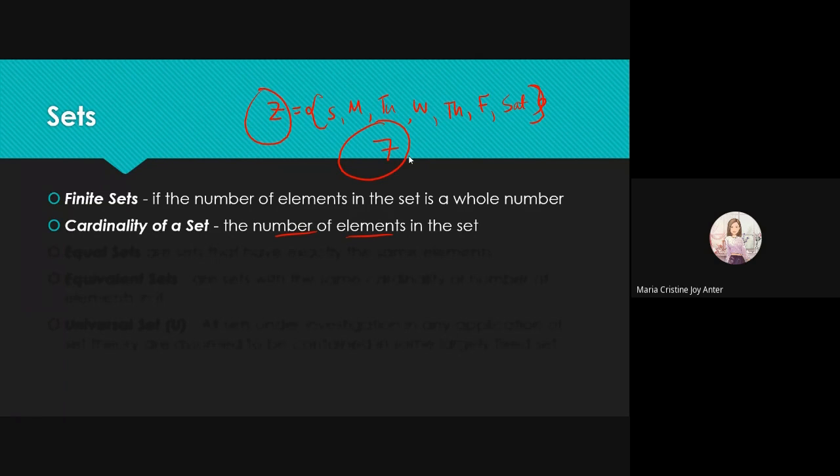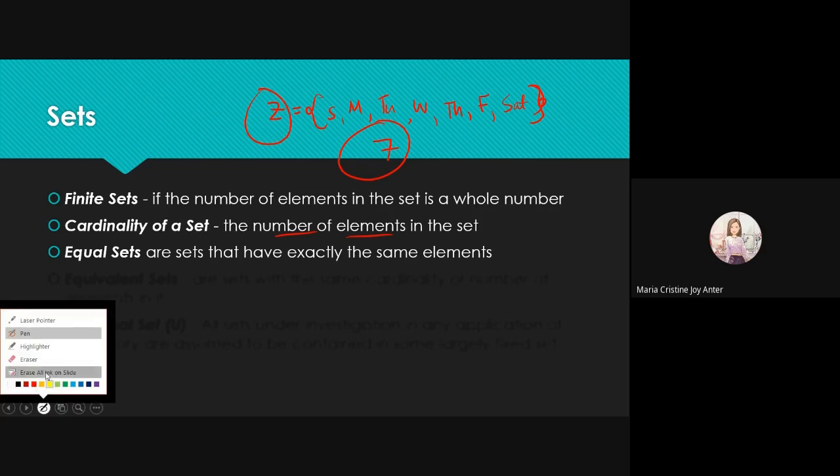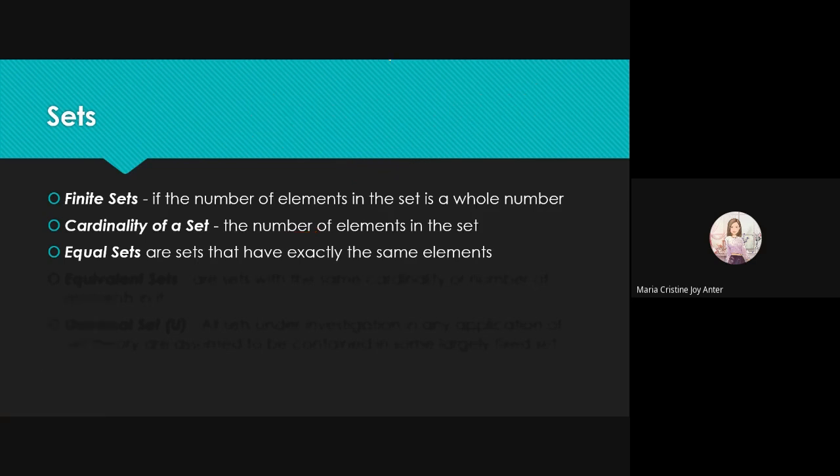ang iyahang cardinality. Another thing to take note as well is that we have what we call the equal sets. These are sets that have exactly the same elements. How do we express or how do we determine that? Or when can we say that two sets are equal? Say for example, sulat na po ko diri sa taas ha.